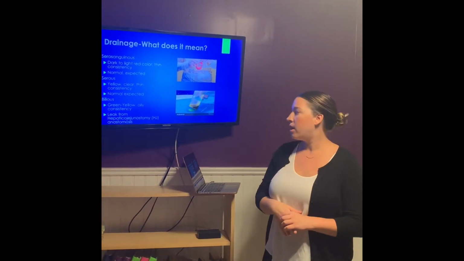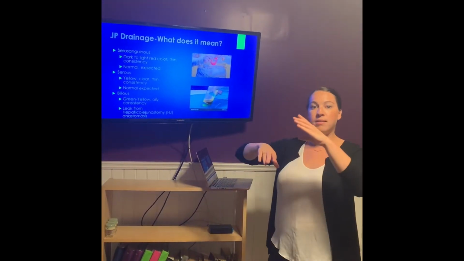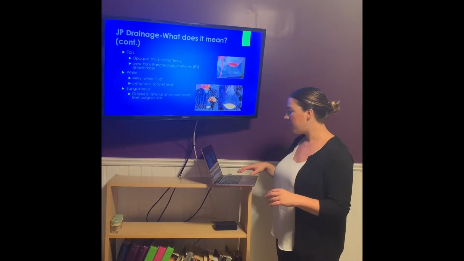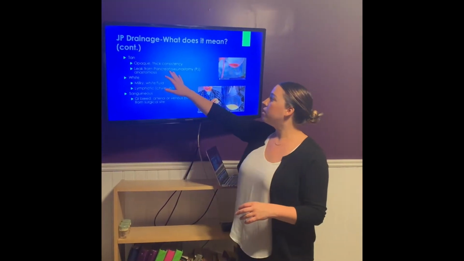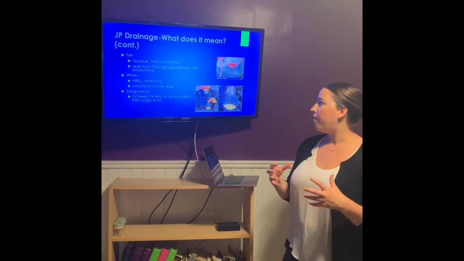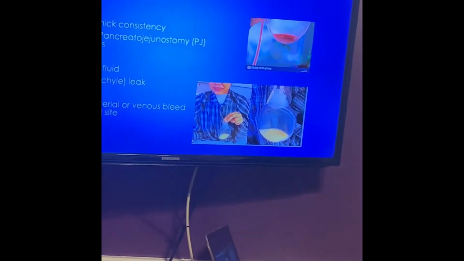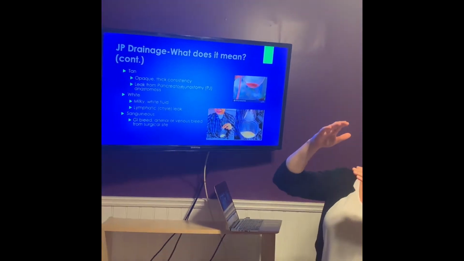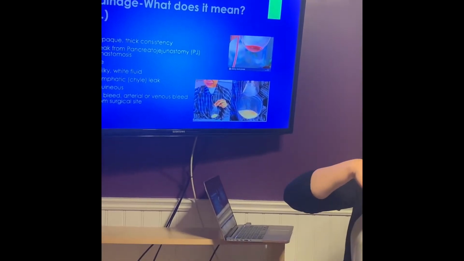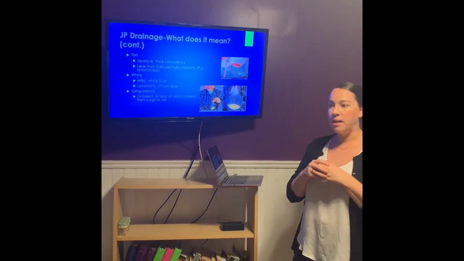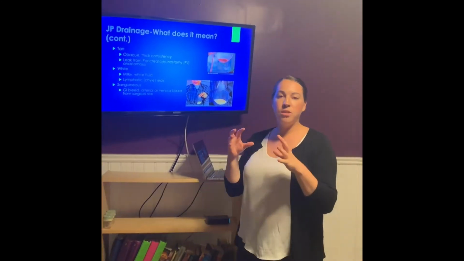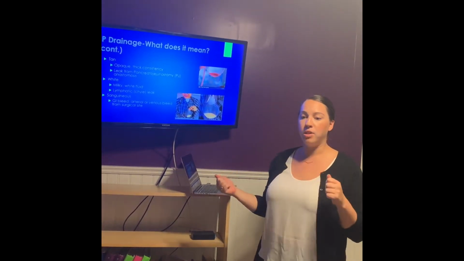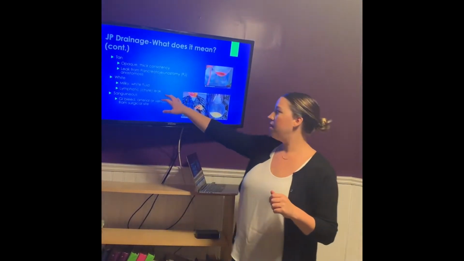And that can mean that the patient has a leak from their HJ anastomosis. So that's the connection from the bile duct to the small bowel. Another cause for concern is if the JP drain output turns a tan, opaque color, and it's also a thick, cloudy consistency. That can indicate a leak from the PJ anastomosis, so the connection between the pancreas and the small intestine. The pancreas produces a bunch of enzymes that help with digestion. So when the pancreas releases these enzymes and they don't make it into the small bowel, they come out of the JP drain. So that's what that tan color is.